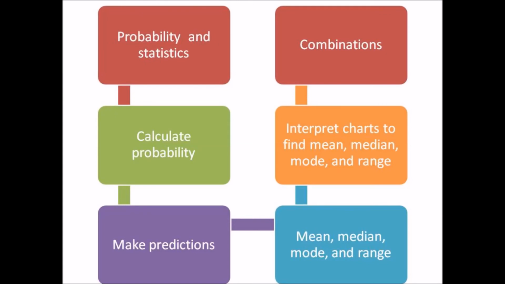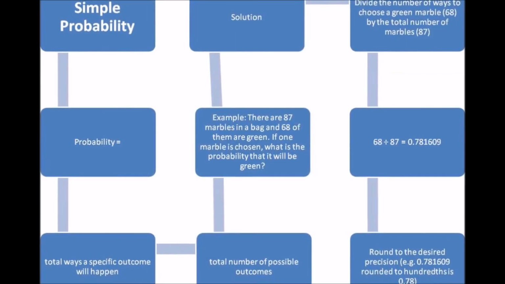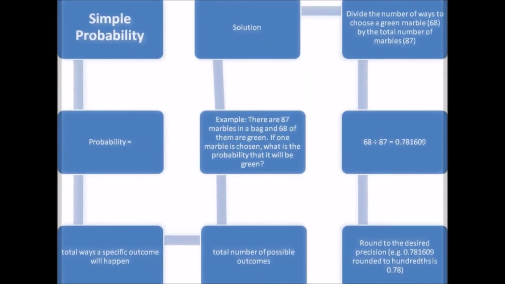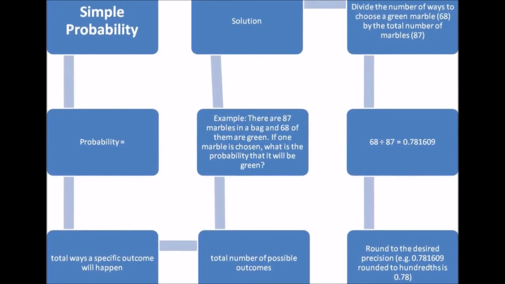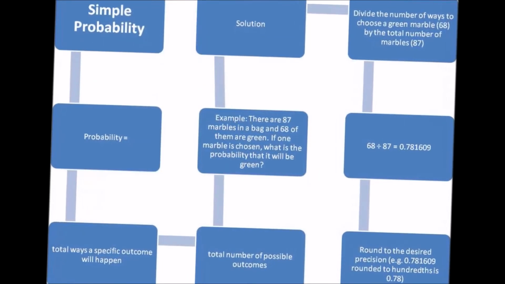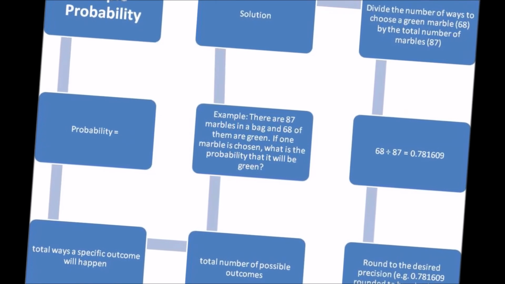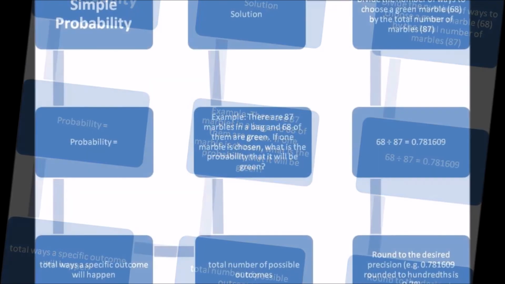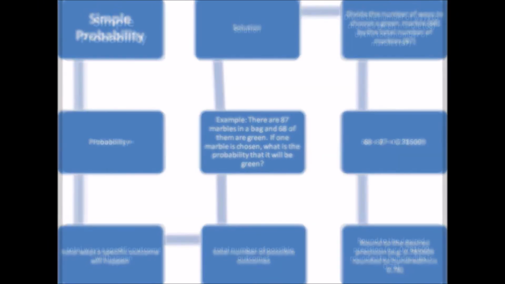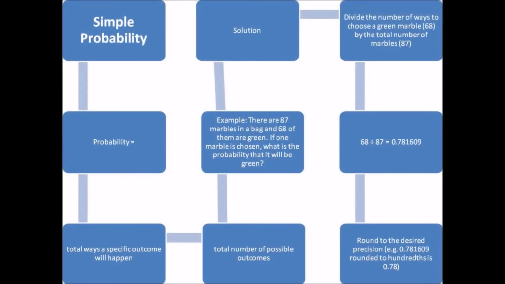Simple probability. Probability is equal to the total ways a specific outcome will happen divided by the total number of possible outcomes. For example, there are 87 marbles in a bag and 68 of them are green. If one marble is chosen, what is the probability that it will be green? The solution is to divide the number of ways to choose a green marble, that is 68, by the total number of marbles, that is 87.